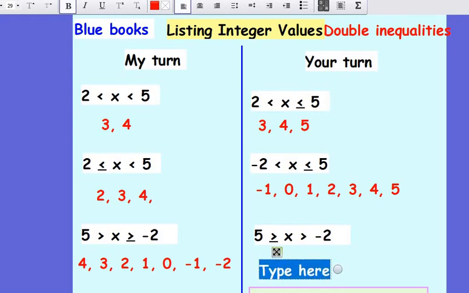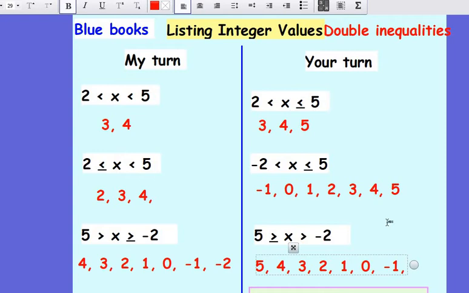And for the last one, I was looking for 5, which is included. 4, 3, 2, 1, 0, -1. Can I have -2, Amelia? No, I can't because I haven't got that equal to sign in there. Please make sure you've got these examples written in your dark blue books for me, Year 8.